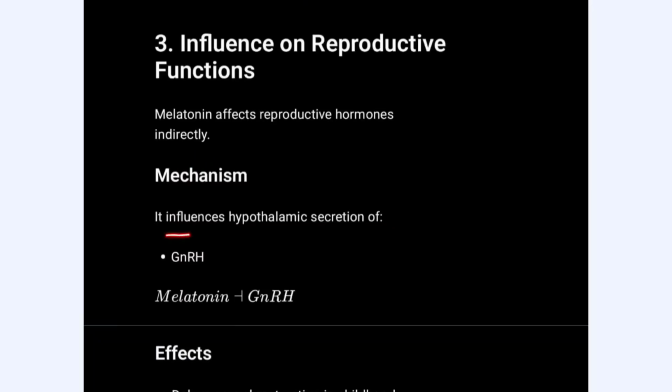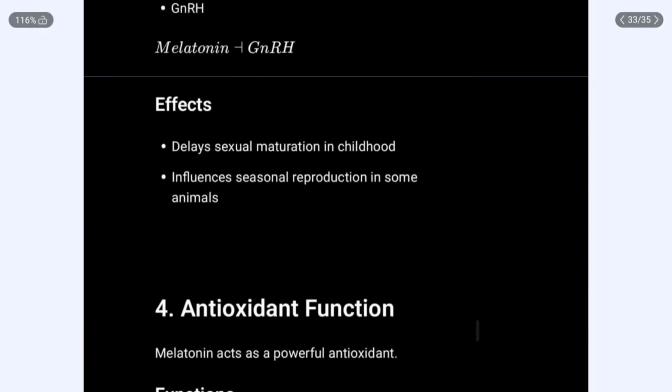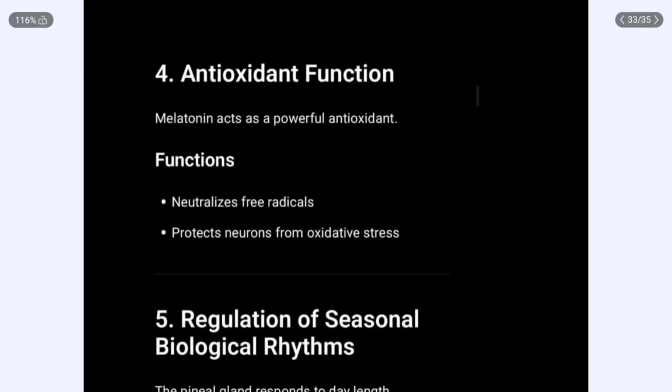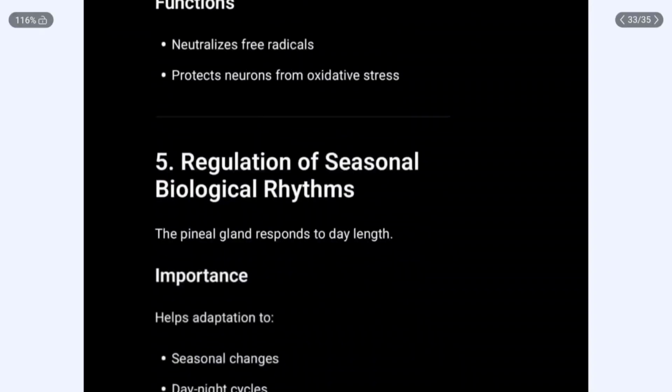The mechanism is that it influences hypothalamic secretion of gonadotropin releasing hormone. It actually inhibits GnRH secretion. Effects: it delays sexual maturation in childhood and influences seasonal reproduction in some animals. It also has an antioxidant function. Melatonin acts as a powerful antioxidant. What is its function? It neutralizes free radicals and protects neurons from oxidative stress.